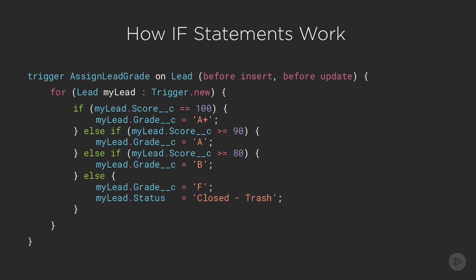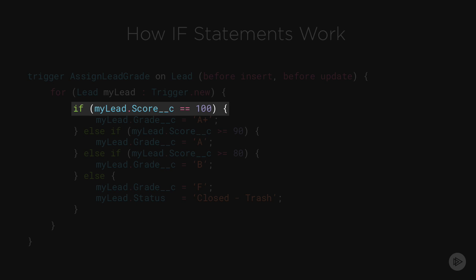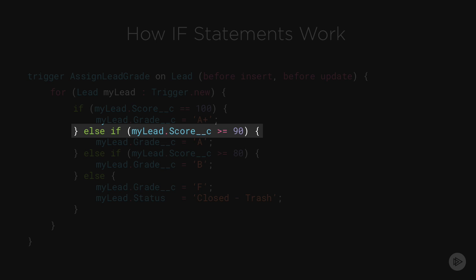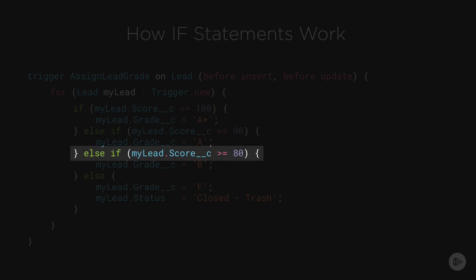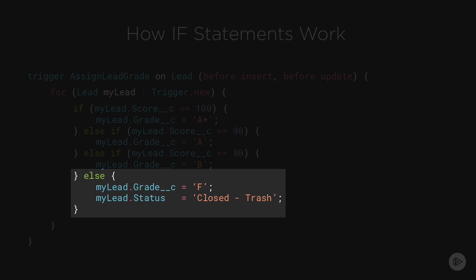Here's a question. What if the lead score field is empty? What would happen? Well, Apex would evaluate each clause one by one. Empty isn't equal to 100, so this is false. Empty isn't greater or equal to 90, so this is false too. Empty isn't greater or equal to 80, so this is false. Our lead would get caught in the else statement, and the lead would be considered trash.